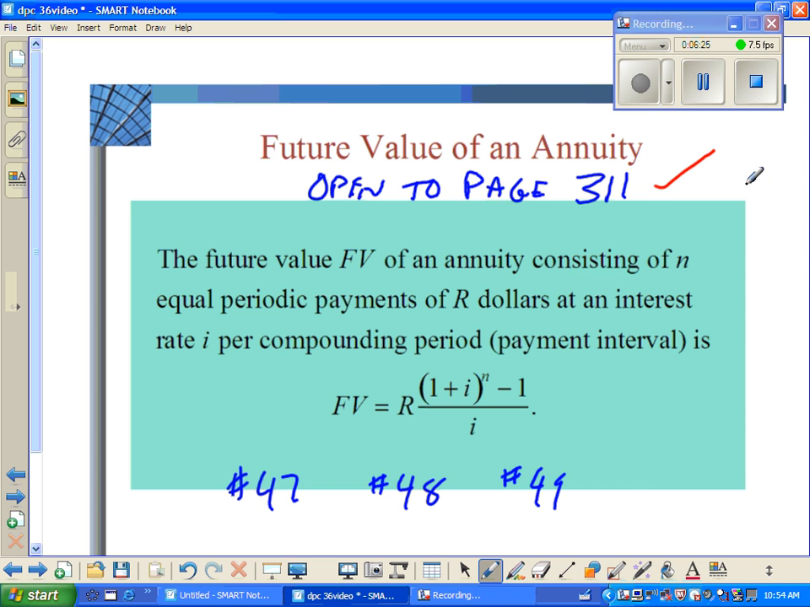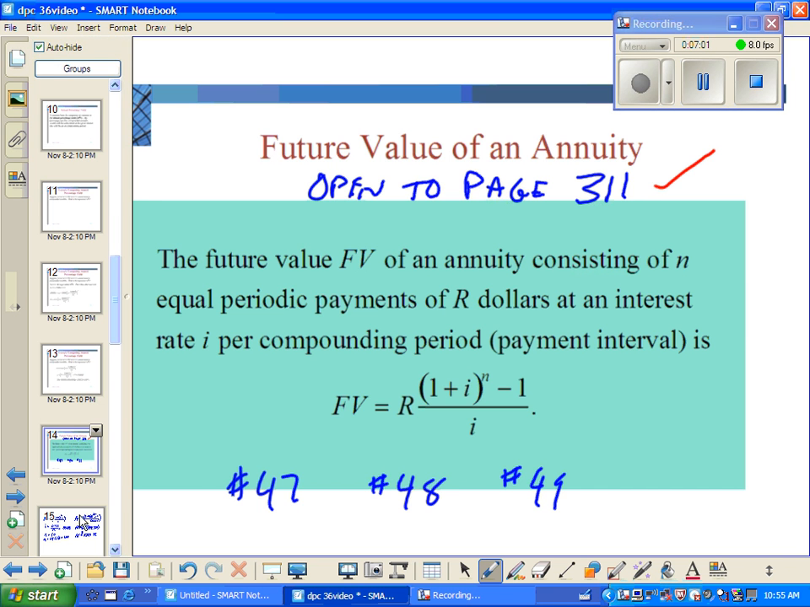It should make sense. Now, the future value of an annuity, consisting of n equal periodic payments of r dollars at an interest rate of i per compounding period interval, is given by this. The future value is equal to r times the quantity, 1 plus i to the n minus 1, over i. What you're going to find if you look at your book, these will be problems like 47, 48, 49. Let's just try one together to make sure that you can do it.